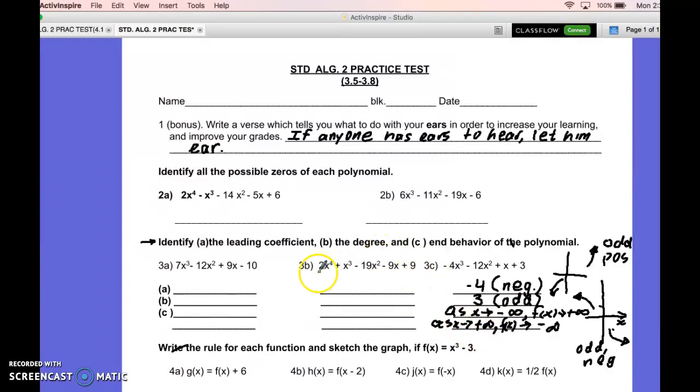Let's do another one. And I would like you to go back and just redo these. But let's do another one, which is going to look kind of similar to this one. So here it is. This one over here, 3a. First of all, leading coefficient. What is it? It's going to be the 7. The degree, third degree. But here's what I want you to write very quickly. Beside the leading coefficient, I want you to put that it's positive.